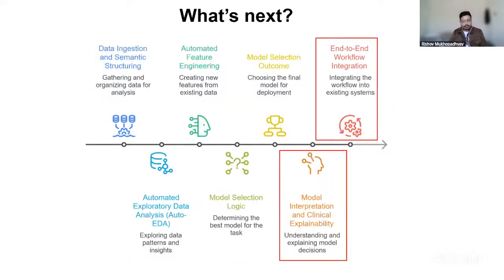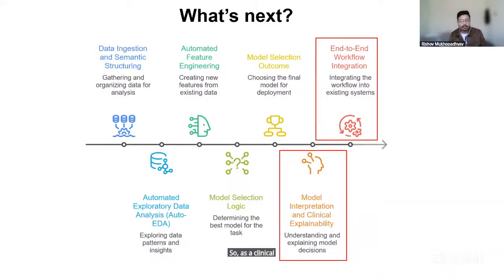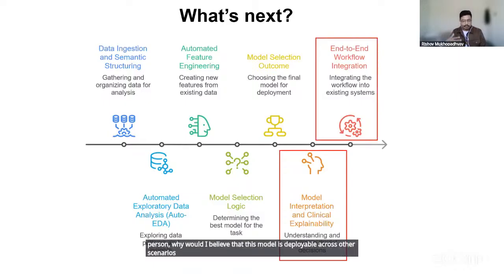Now we come to the final part, which is model interpretation. The question is, okay, we have trained the model, we have tested the model, but training and testing was done on the same kind of data. We used 80% of the data to train the model and 20% to test, but the source is the same. So as a clinical person, why would I believe that this model is deployable across other scenarios where other data sets are there?